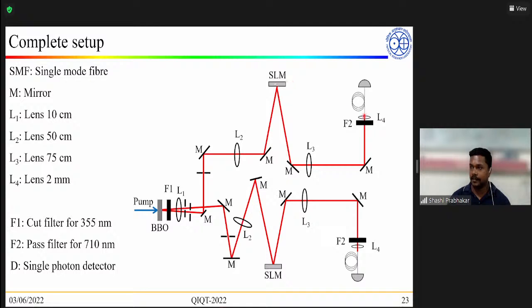So this SLM and this single mode fiber act as the detection system. All these are in the image plane configuration. BBO is imaged onto the SLM and the SLM is imaged onto the fiber tip. These are some of the lens combinations I used.